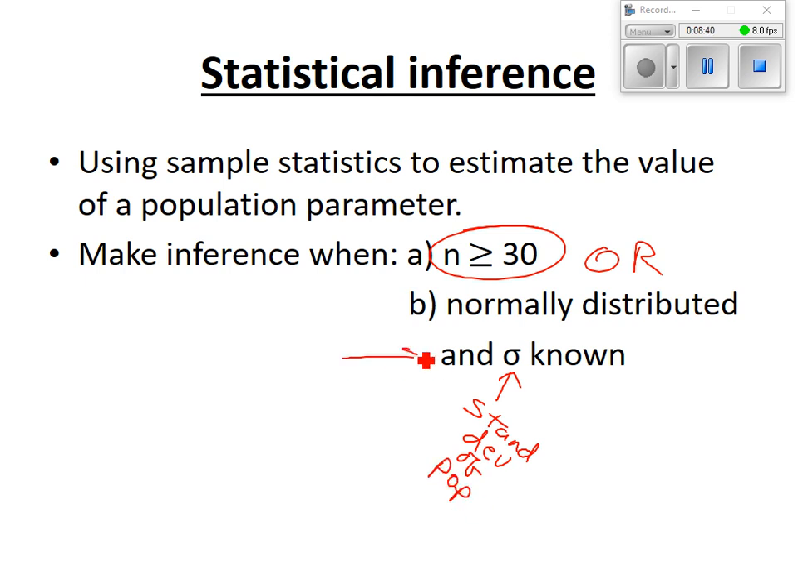This isn't going to happen very often. If we know the standard deviation of the population, that means we probably know the mean of the population also, and we know all the information about the population. So we're probably not making inferences about it because we already know exactly what's going to happen. So it's normally the first one, n is greater than or equal to 30. If our sample size is larger than or equal to 30, that's what you've got to look for to know that all this will work.